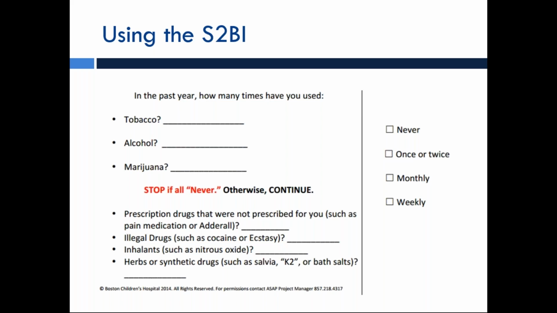So here's the main structure of the instrument. You can see it has the 3 introductory questions, and you can see to the right are the response options: never, once or twice, monthly, or weekly. So it's not just a straightforward yes, no. And then there in the middle are the instructions to stop if you don't get any answer other than nevers, and you follow up with a little more detail with 4 additional questions. So it's not all the various substance use classes, but some of the important ones.